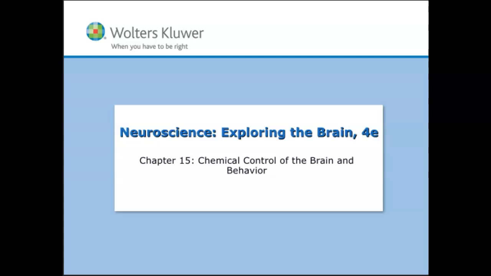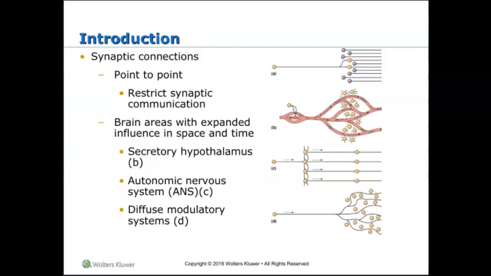So we're going to start talking about the chemical control of the brain and behavior. This lecture will be split into, I think, 3 parts. The first one of these will be the hypothalamus and its function. So just briefly, what are we actually going to talk about in this whole group of lectures?